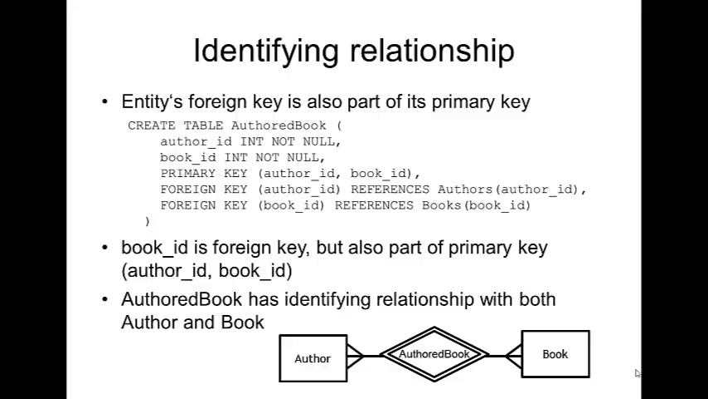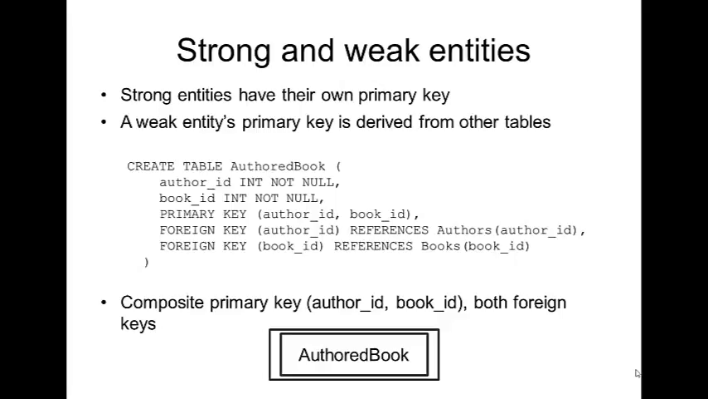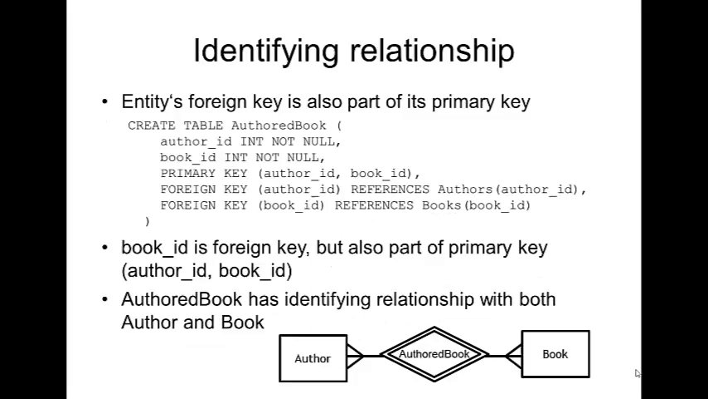So we've just seen 3 different ways of drawing the authored book in an ER diagram. We can draw it as an identifying relationship, an associative entity, or a weak entity. Which we use depends on what you personally feel is required to display, whether you think that the additional information displayed is of use.